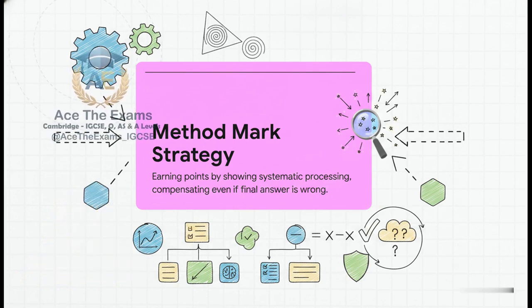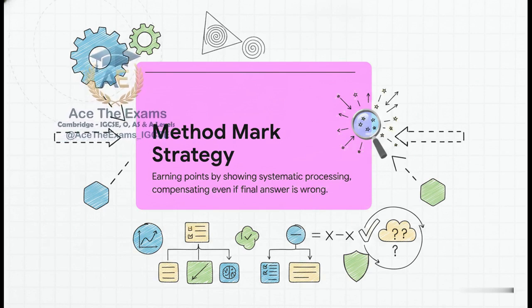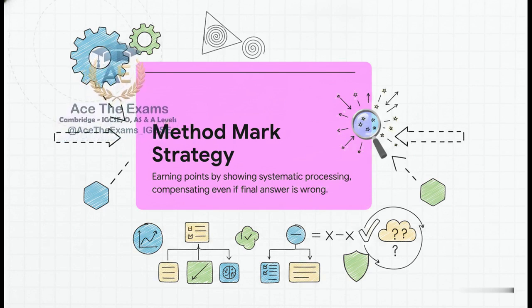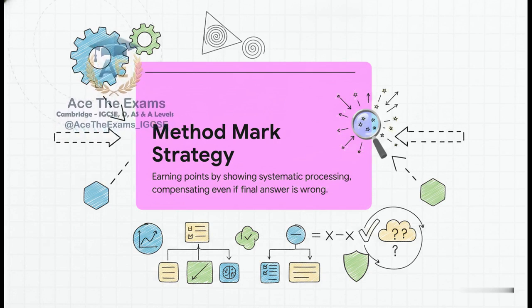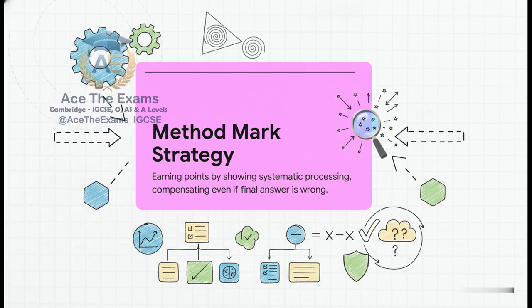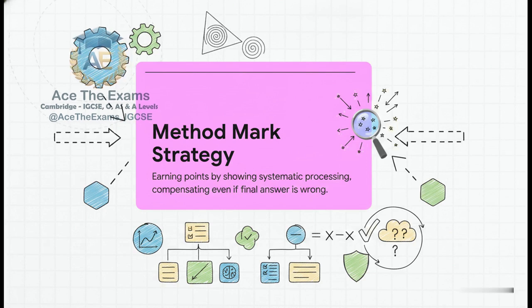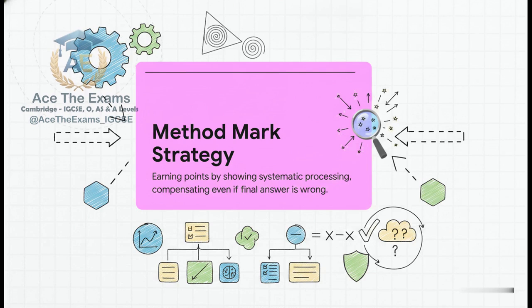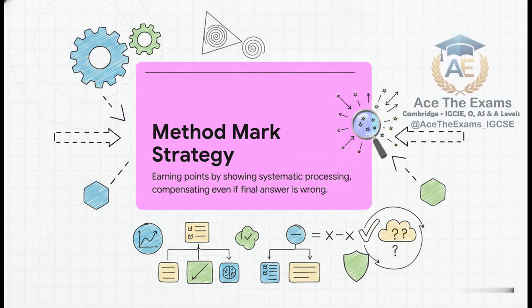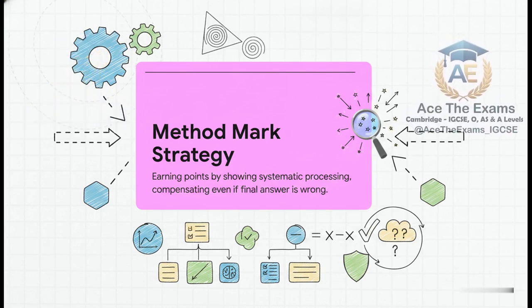We are moving into the most crucial part of today's explainer. If there's one tactical secret that separates average students from the absolute top scores, it is mastering how method marks work. The method mark strategy is defined as earning critical examination points by explicitly showing your systematic processing and application of principles. Why does this matter? Because we all make mistakes under pressure. Sometimes the landing gear gets jammed.